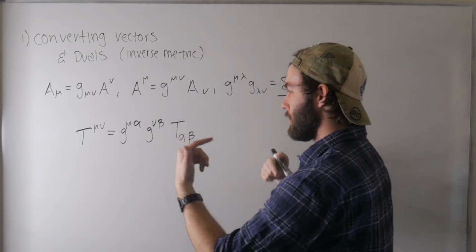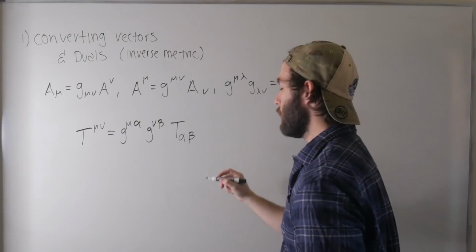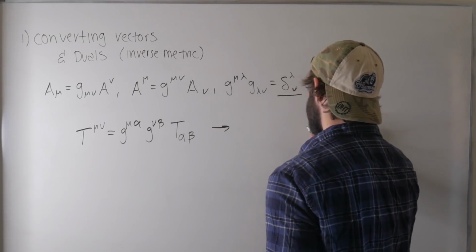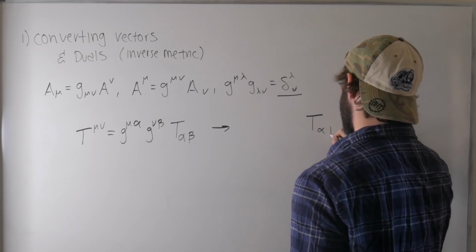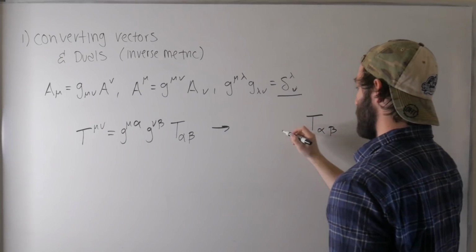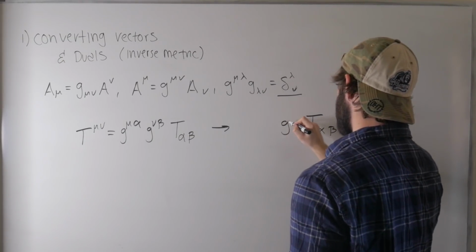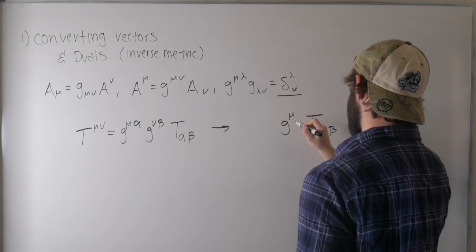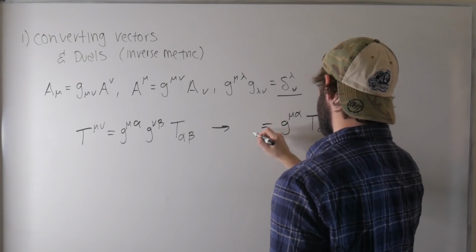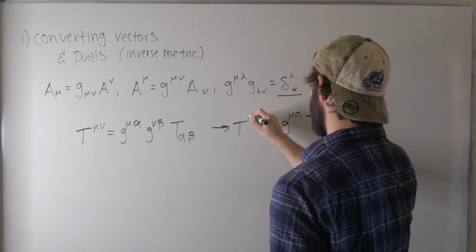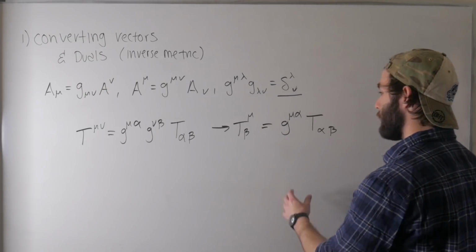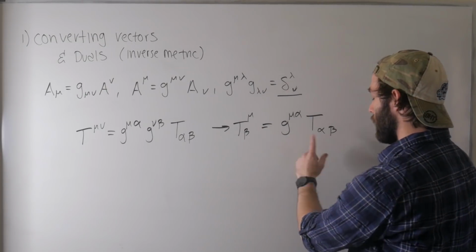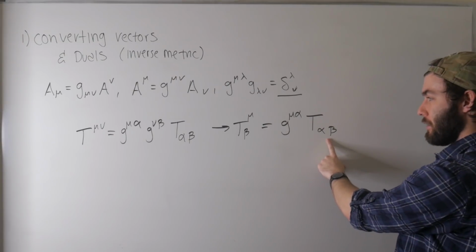And they don't all have to be raised at the same time. You can leave ones alone. For example, if we have some t alpha beta, we can just raise one of them. So if we apply g mu alpha, then that's just going to give us a t mu beta. So now we've constructed a mixed tensor from one that has strictly downstairs indices.